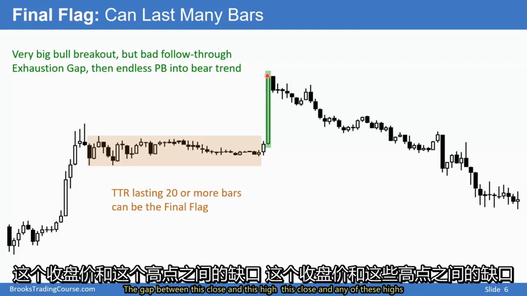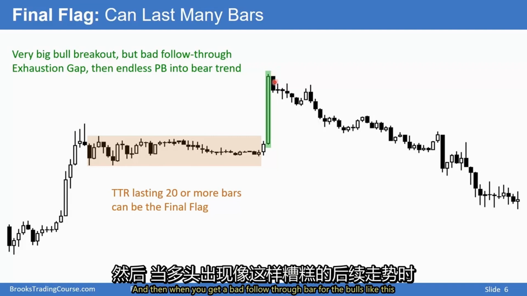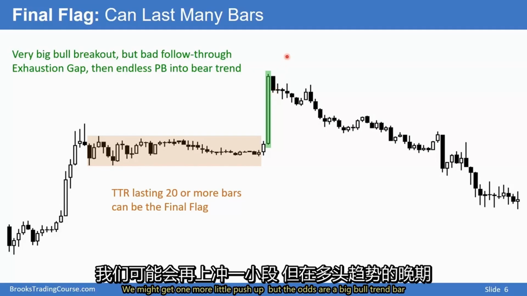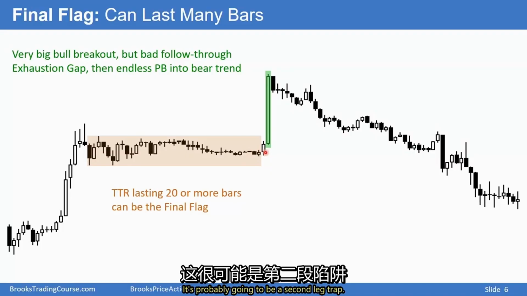The gap between this close and this high, this close and any of these highs, that gap is probably going to close. And then when you get a bad follow-through bar for the bulls like this, the odds are even higher that the gap is going to close. We might get one more little push up, but the odds are a big bull trend bar late in a bull trend after a potential final flag is probably going to be a second leg trap.